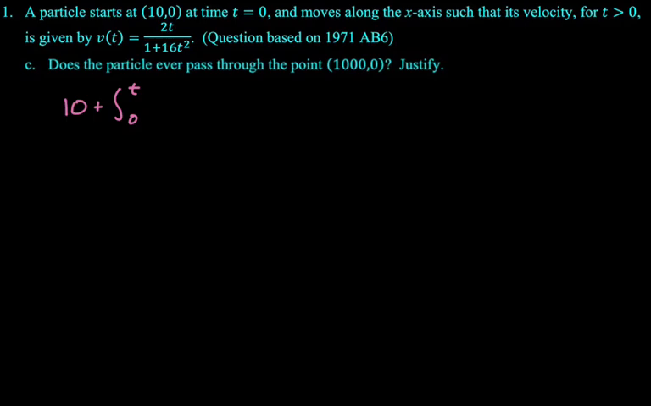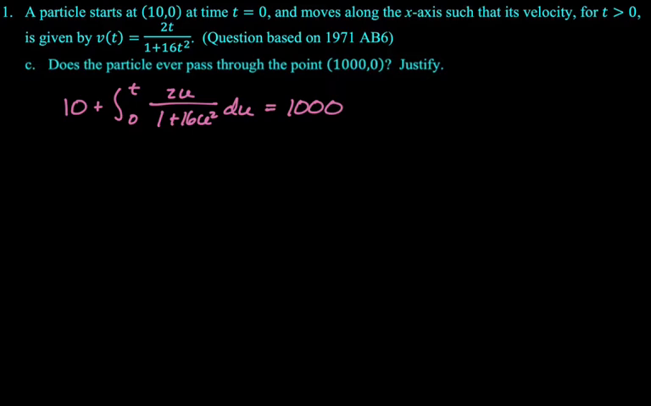The displacement between 0 and whatever t is going to be the integral from 0 to t of the velocity. I have to use a dummy variable, so I'm going to use u. So 2u, 1 plus 16u squared du. This should equal 1000, or we're going to see if it equals 1000. If it does, then the answer is yes, you do get to that point. If it never equals 1000, the answer is no, you do not get to that point.